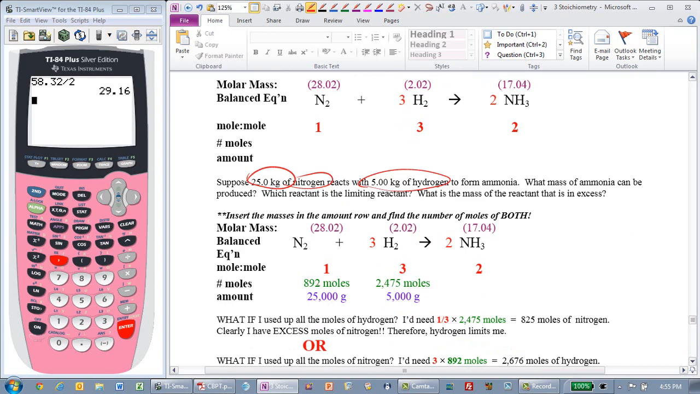So I take my 25,000 grams, because 25 kilograms is 25,000 grams, and divide it by the 28.02 that is the molar mass of nitrogen.